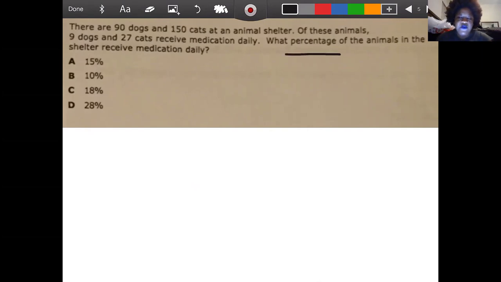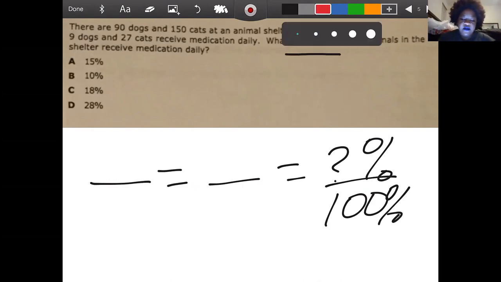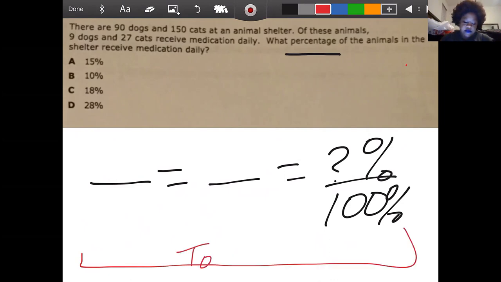Remember, this is the easiest one, guys. When you see that word percentage in your formula, guess what? This section is already filled out. Every time you see percent, then that third section of your formula, I need you to fill that out first, okay? And then you're going to ask yourself, what is the question asking me? So focus on the question. What percent of the animals, that's all the animals, remember, your bottom are your totals, okay? So what percent of the animals in the shelter receive medication daily?